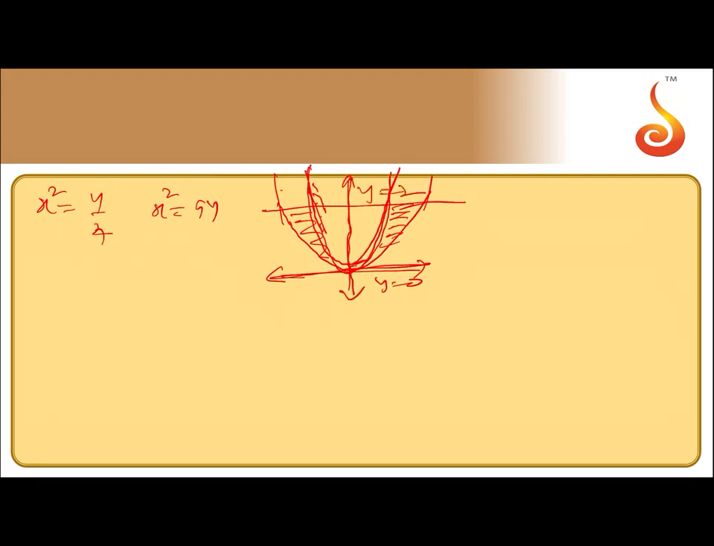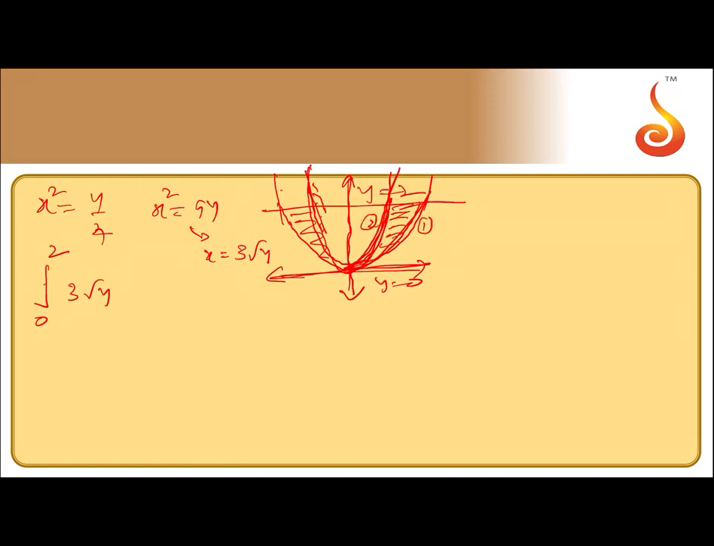Area with respect to the y-axis, let me calculate that. That means x equals to something. So the area is nothing but the integral from 0 to 2. From here, what is the x value in terms of y? x is equals to 3 root y. So 3 root y is the area under this parabola minus the area under this parabola, the second one.